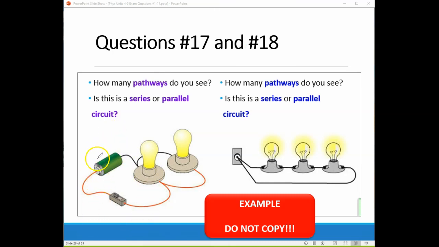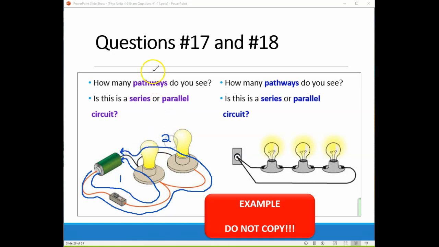we can see the number of pathways from the battery back to the battery, right? We're going to follow this along. So here's one pathway right here back to the battery, and I can also see a second one. Again, if I go from starting, I can actually continue to follow this wire, go back here, and you will see that I end up with a second pathway right here. So in this case, there are two pathways, right?